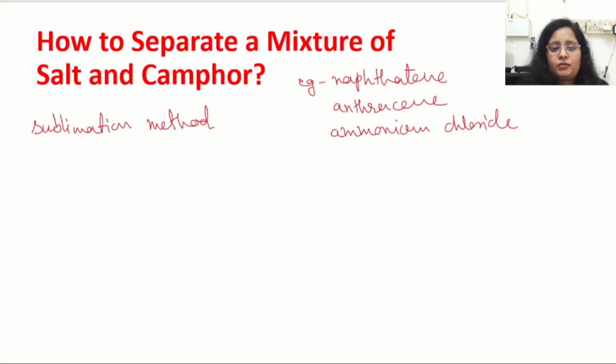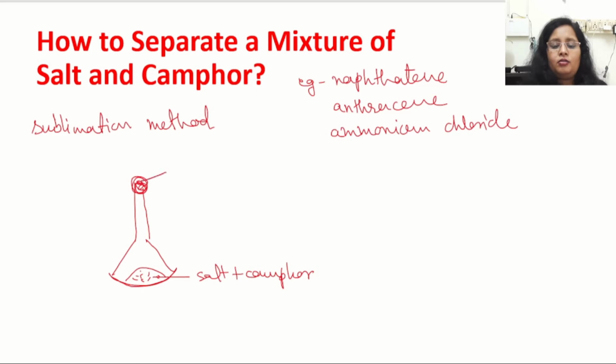How to separate? First of all we will take a china dish and take some salt and camphor mixture. Now we will take a glass funnel and put it in the inverted position on the china dish and put a cotton plug on the hole of the funnel to block the hole. Now this is our inverted funnel.